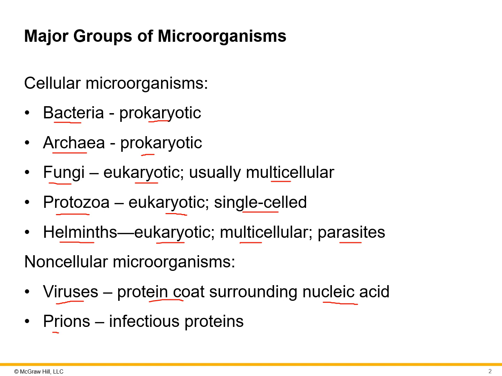And then our last one, prions. These are actually infectious proteins, which is really unique. But it's a protein in the brain that becomes misfolded, and then it can recruit or cause other proteins to misfold. So if you've heard of mad cow disease, it's caused by a prion.